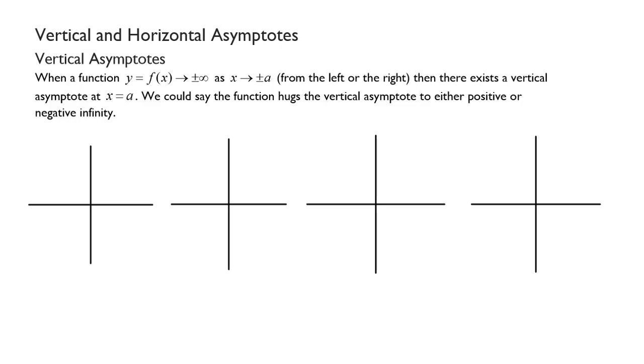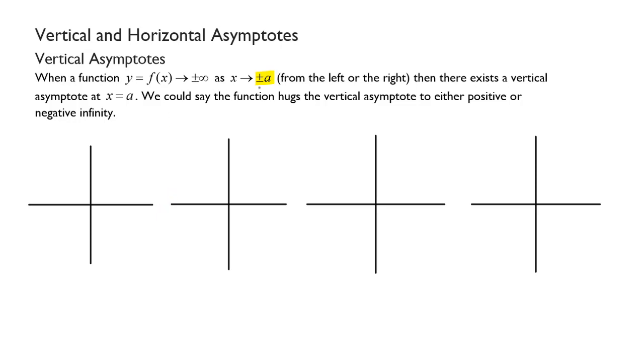Welcome back to part 2 on rational functions. We're going to look at horizontal and vertical asymptotes in this video, but I want to define some things first. We can have vertical asymptotes that are either positive or negative, so they could exist vertically anywhere along the x-axis.